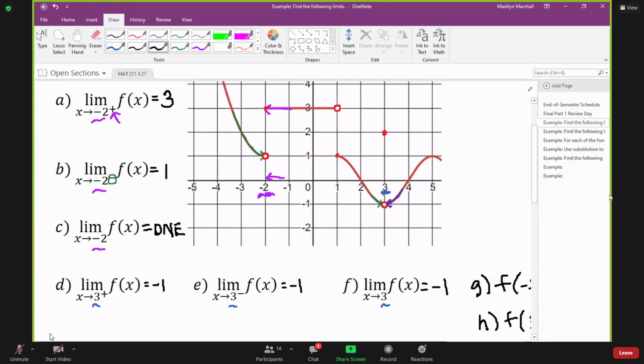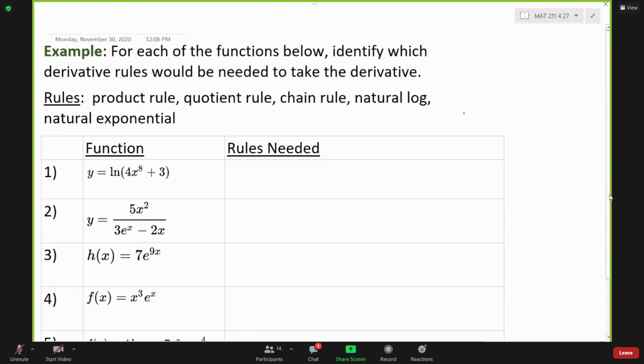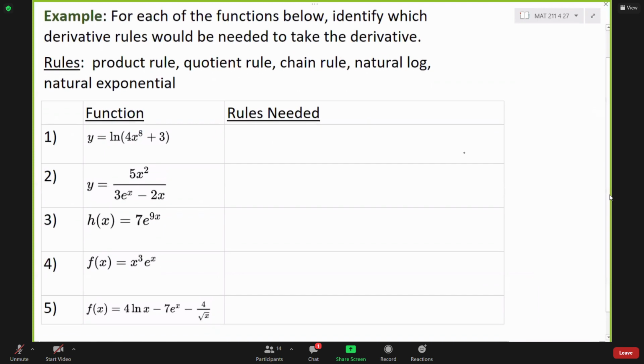Okay, so let's talk about derivatives. And before jumping straight into the chain rule, I have, can I fit? Yes. So I have 5 functions here that are similar kinds of things to what you will need to take the derivative of on the test.